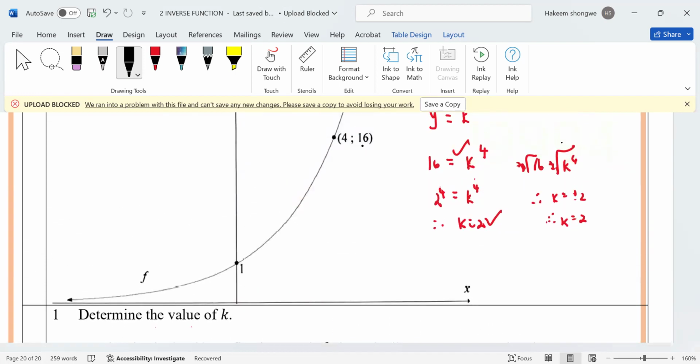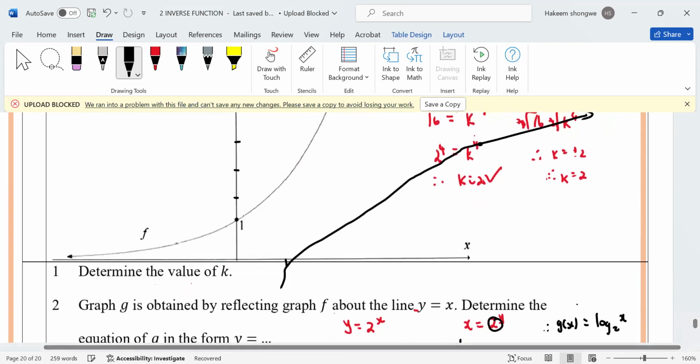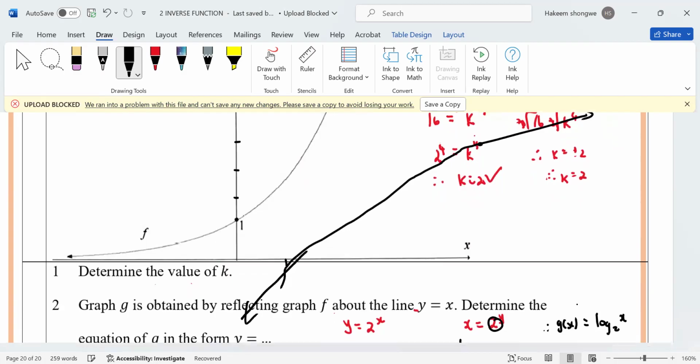(4, 16) again. So what are we going to have? We are going to have (16, 4). So this is 1, this is 2, this is 3, this is 4. 1, 2. So we're going to have something like this, somewhere here. And then this is going to be our g of x.